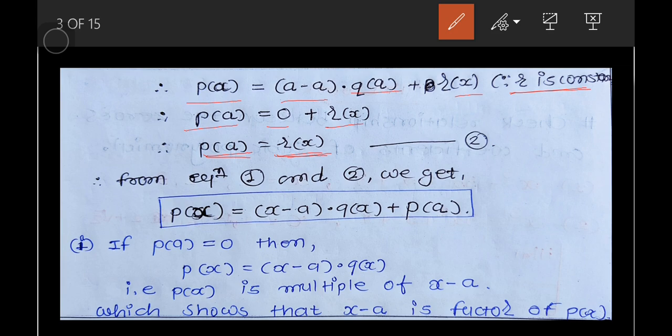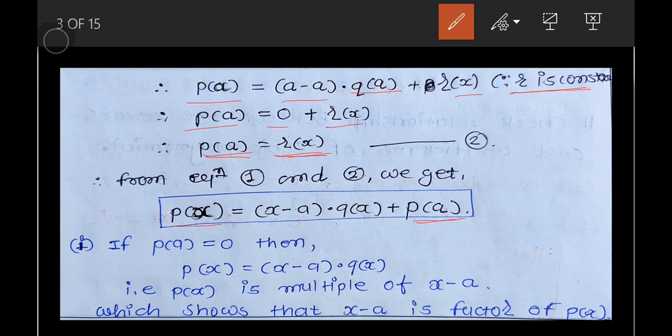From 1 and 2 we get p of x is equal to x minus a into q of x plus p of a. Here we know that r of x is equal to p of a, so we put p of a here. Now we prove the first part of the statement, that is, if p of a is equal to 0, then what will happen.